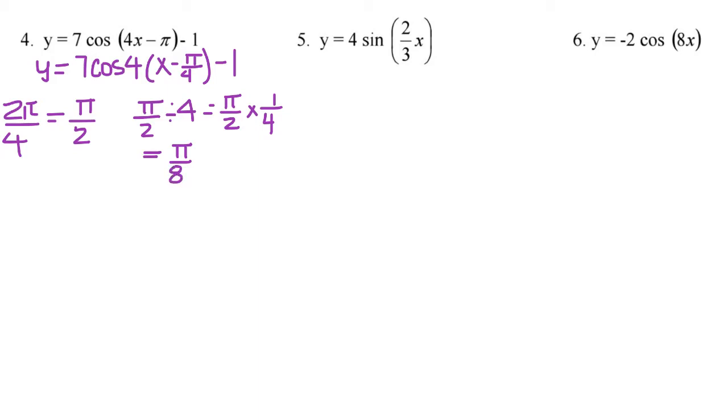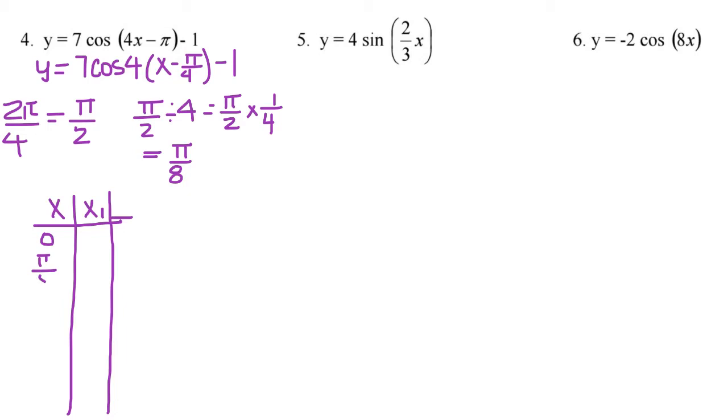Now we're going to set up our t-chart, and this time we do have a phase shift, so we are going to have an x sub 1 here, and then we'll have our y values. So starting at 0, we will add our pi over 8, and then we'll have our 2 pi over 8, 3 pi over 8, and then finally 4 pi over 8. That should be our x values.